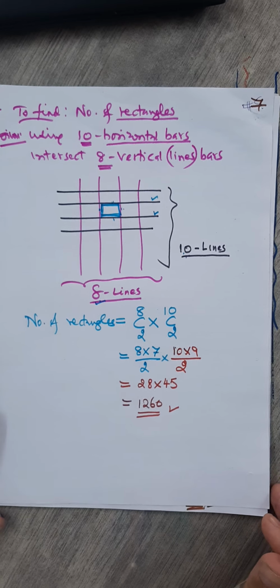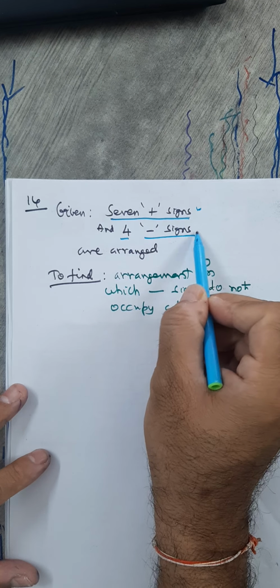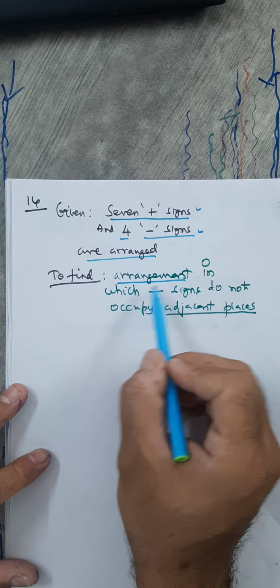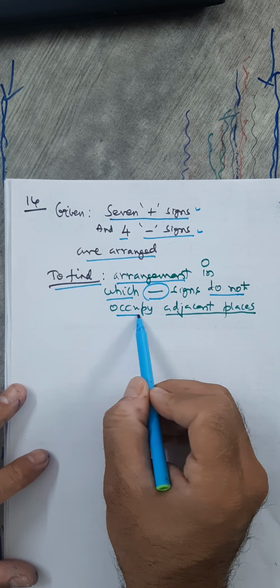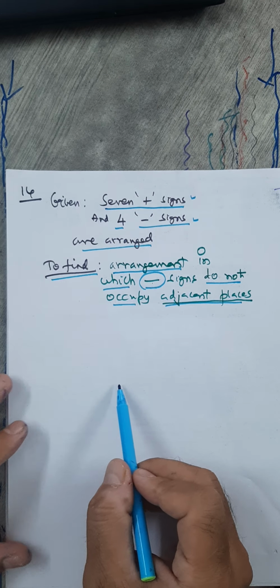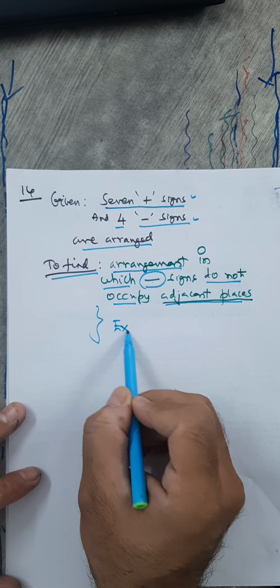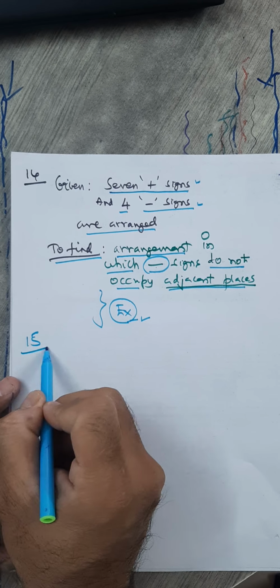Okay, next question. There are 7 plus signs and 4 minus signs. They are arranged in such a way that we want the number of arrangements for which minus signs do not occupy adjacent places. Okay, so that means all the minus signs should not be together. Try for this. I leave it for you. Let's see whether you can do it or not. Okay, I'll go to the next question, number 15.